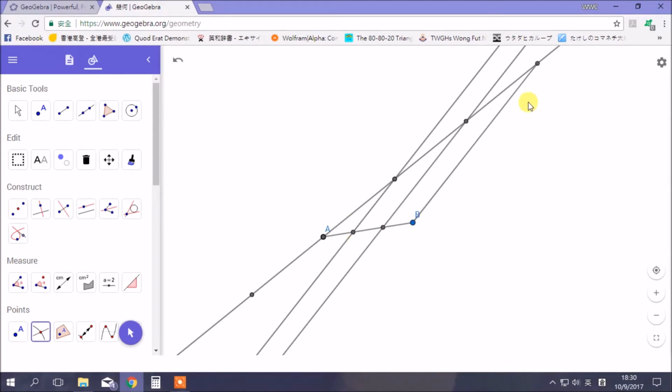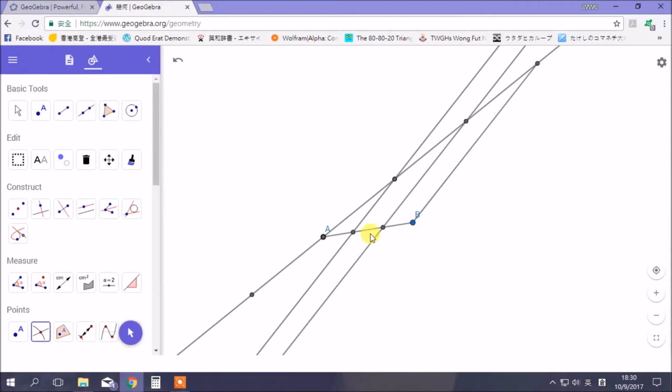So actually, by similar triangles property, these 2 points are equally distributed. Or we just say A to this point J, J to this point K, and K to this point B are in the same length. That means we finished the task, because we just divided the line segment AB into 3 equal parts.